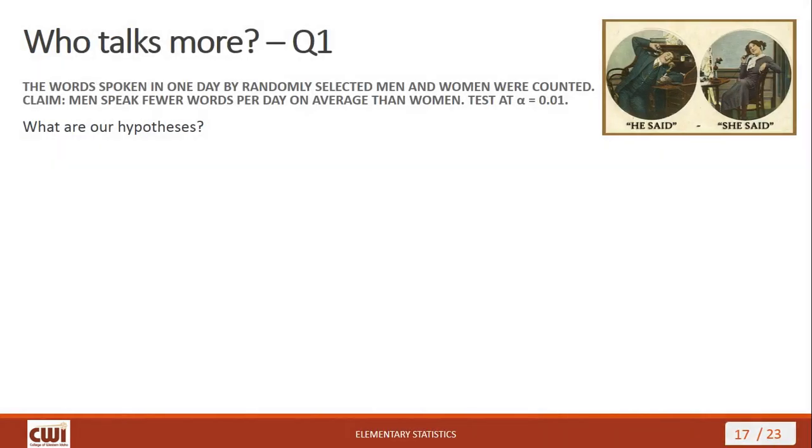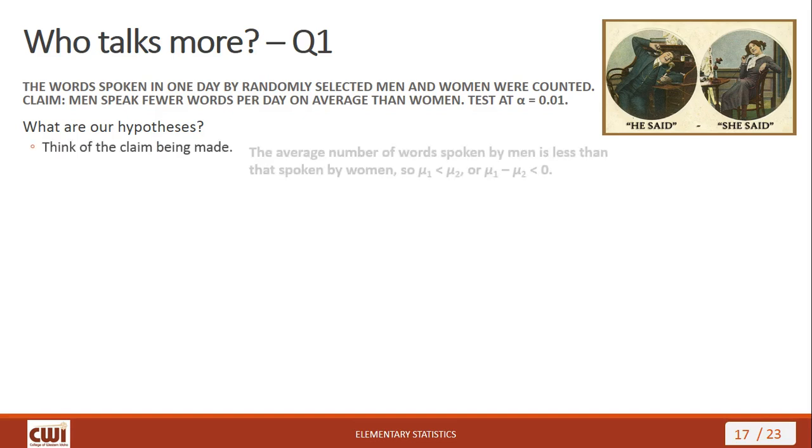Let's look at these questions one at a time. So the first one is, what are our hypotheses? As always, we're going to start with the claim that's being made. So here the claim is that the average number of words by men is less than that spoken by women. So the average for men, mu1, is going to be less than the average for women, which is mu2. We can also express this as mu1 minus mu2 is less than 0.